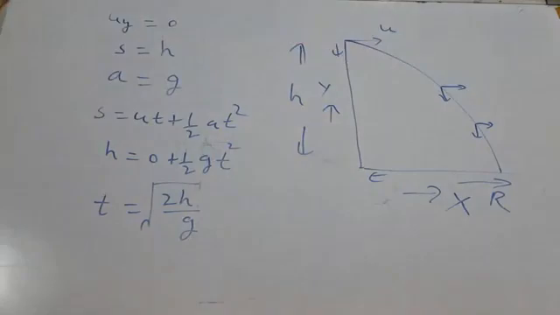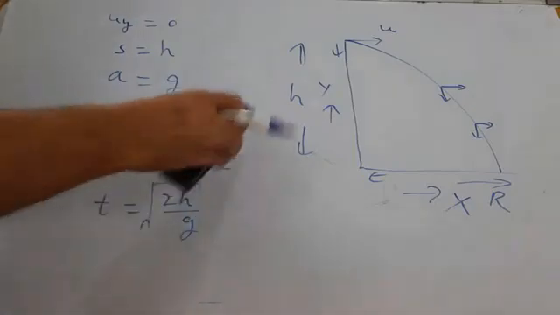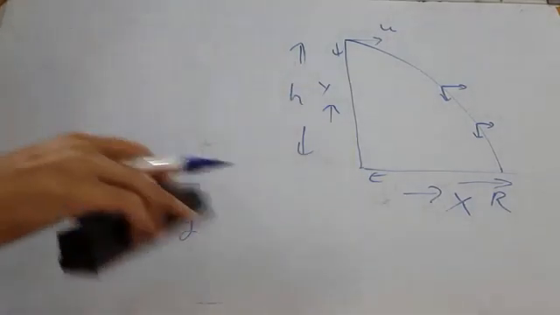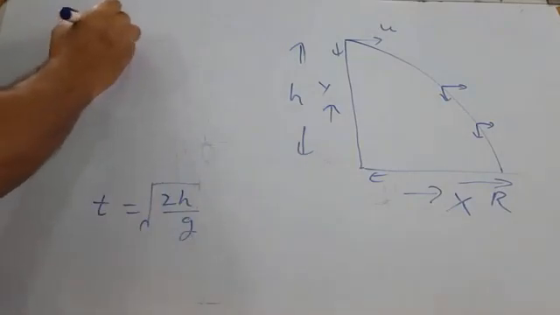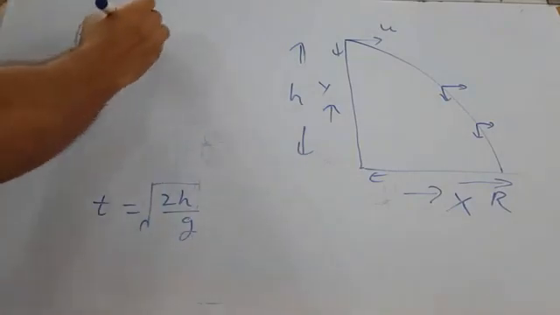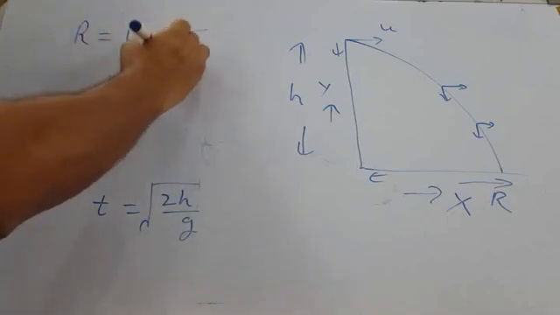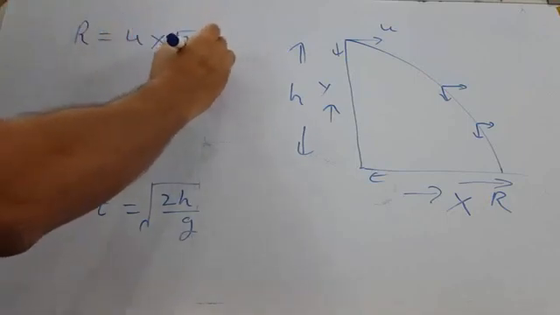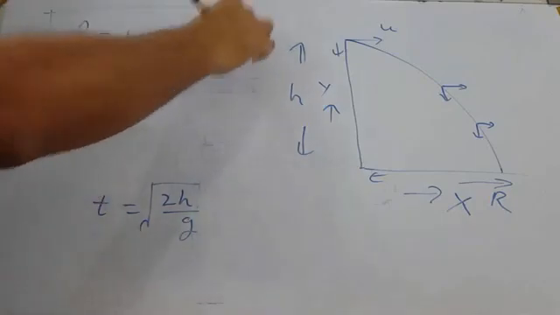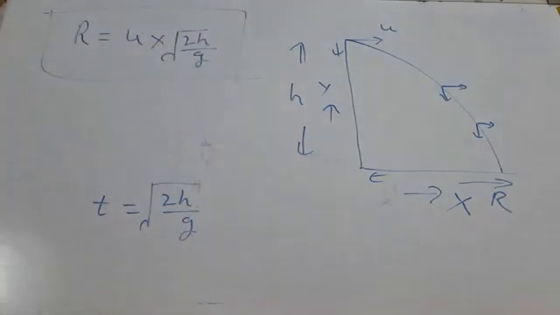Because the horizontal component is constant, you can say there is uniform motion along the x-axis. So the distance traveled will be velocity multiplied by time. So in this case, the horizontal range R will be equal to u into time, which is the square root of twice h upon g. So that will be the horizontal range in this case. That was all about the horizontal component and projectile motion.